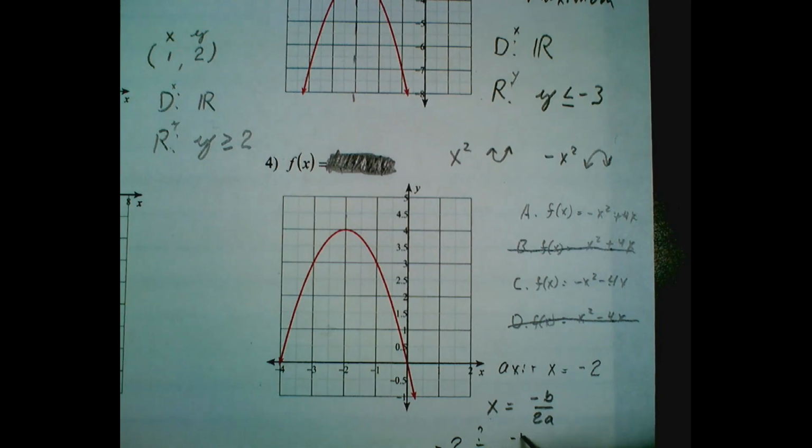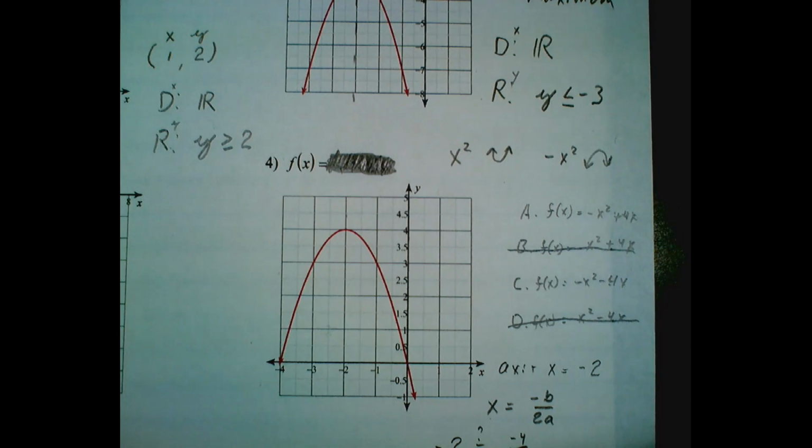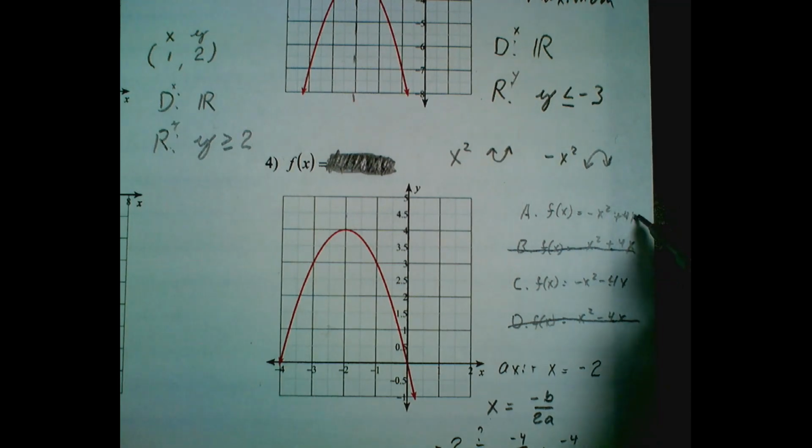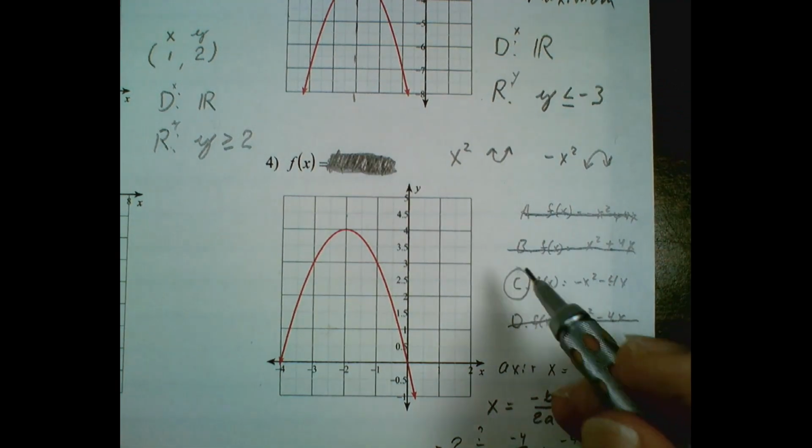So will this work if I plug in for a negative b, so that would be a negative 4, over 2 times a, which would be a negative 1. So it gives me negative 4 over negative 2. And you see that's a negative over negative, which gives you positive. So you know it's not that one. So it means it's not A. So it means it has to be C.